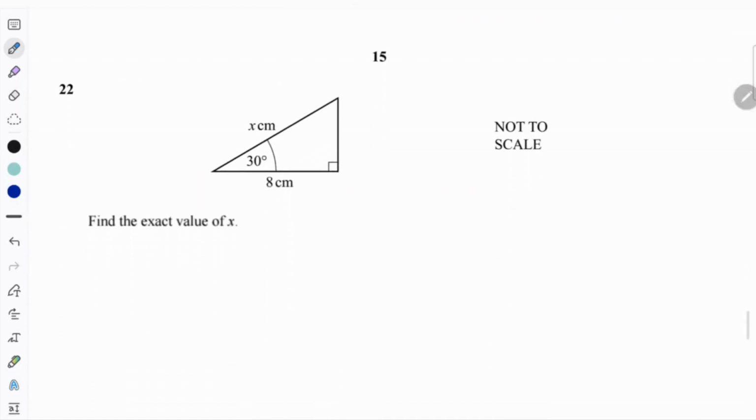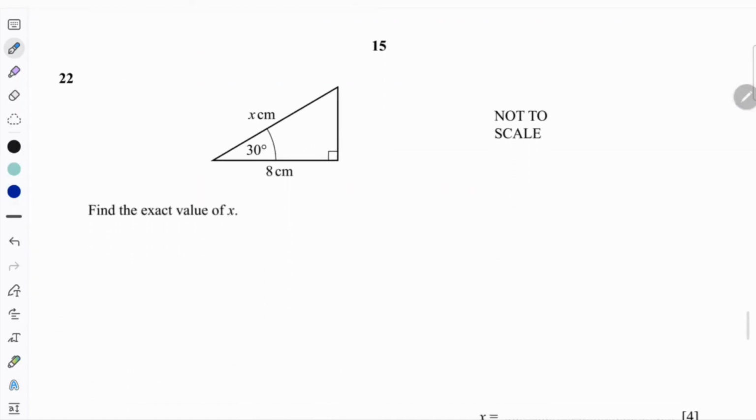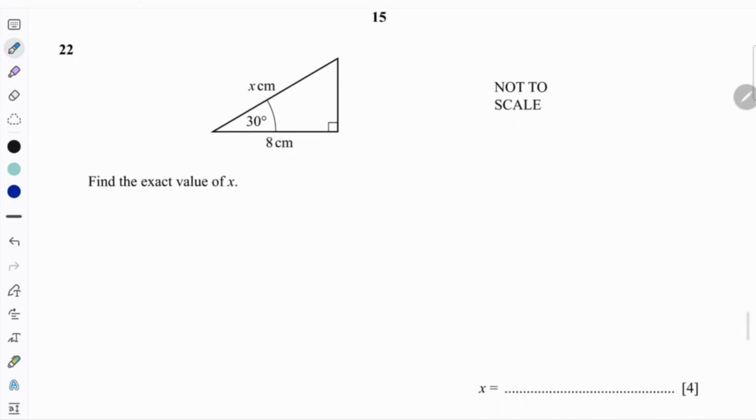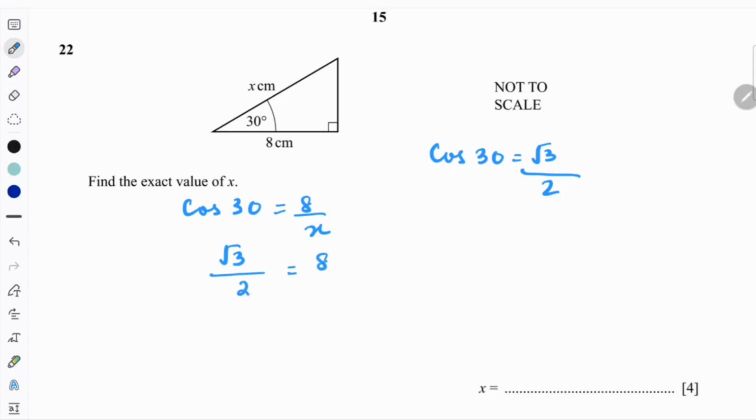Question number 22. We have a right angle triangle. Your adjacent side and hypotenuse are labeled here. So obviously cos will be applicable. So here cos 30 is equal to adjacent over hypotenuse, 8 over x. And we know that cos 30 is equal to square root 3 upon 2. So square root 3 upon 2 is equal to 8 upon x.